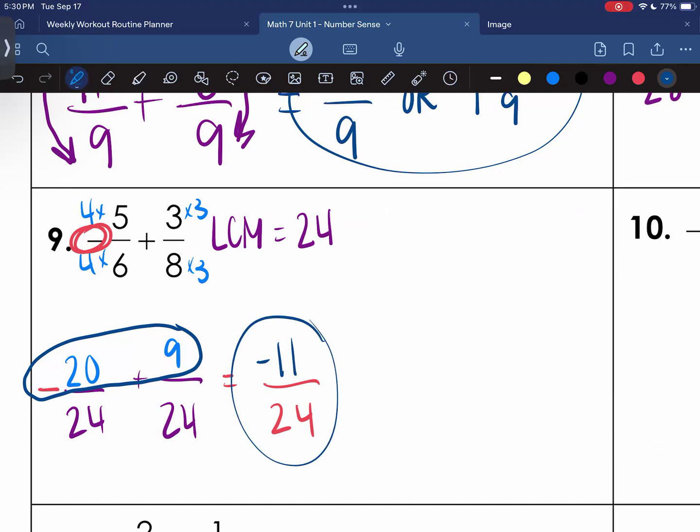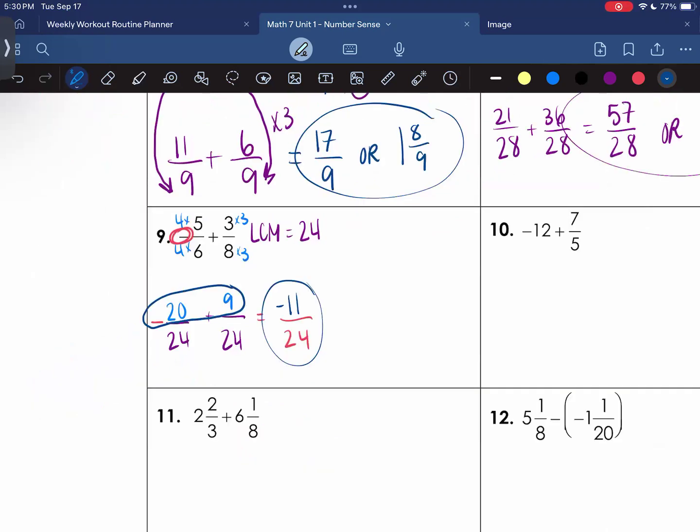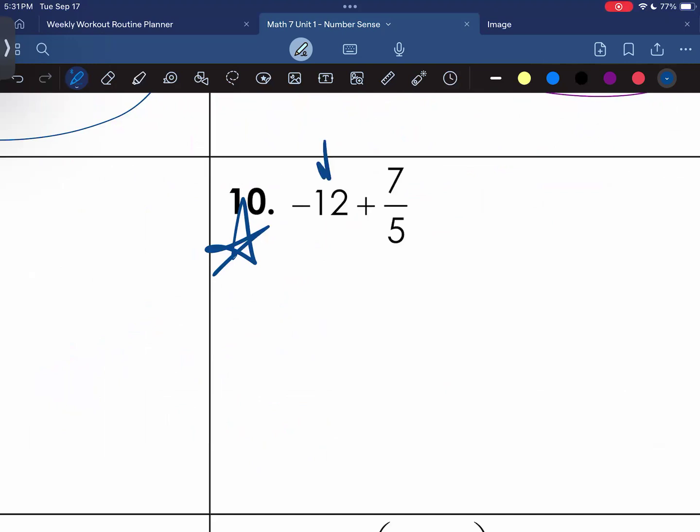Now that we've gone through all the steps, you can try number 11 and 12 on your own. Let's take a peek at number 10 real quick. So we have a whole number right here, right? Negative 12. In order to make this into a fraction and combine it with 7 over 5, just put it over 1. It's as simple as that.